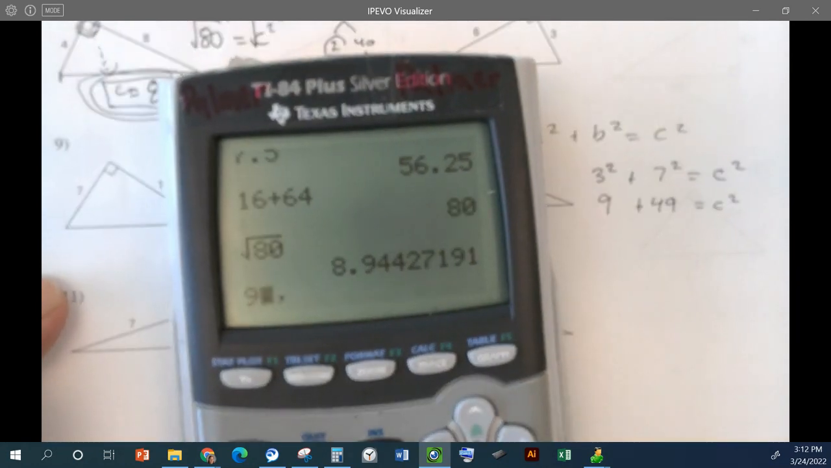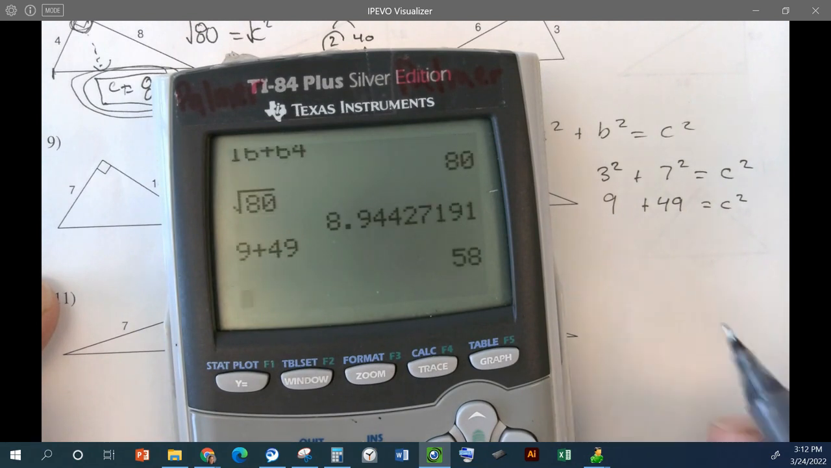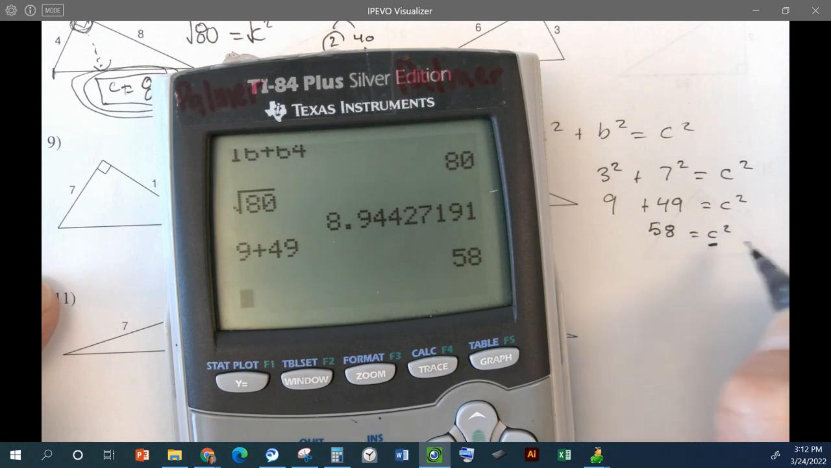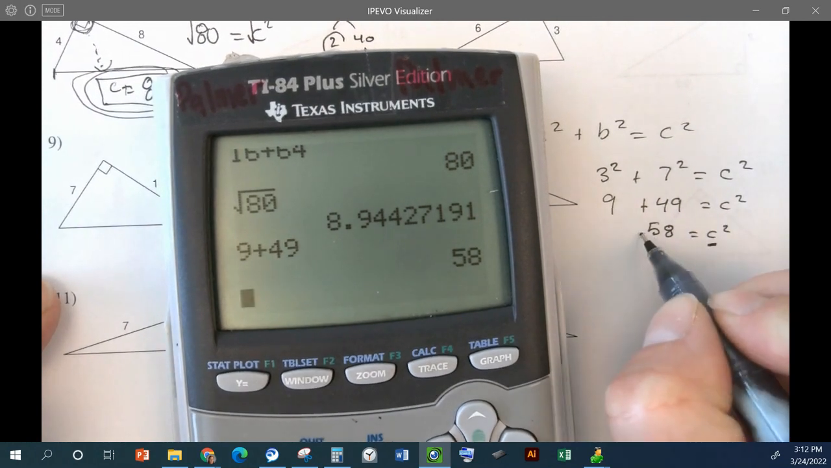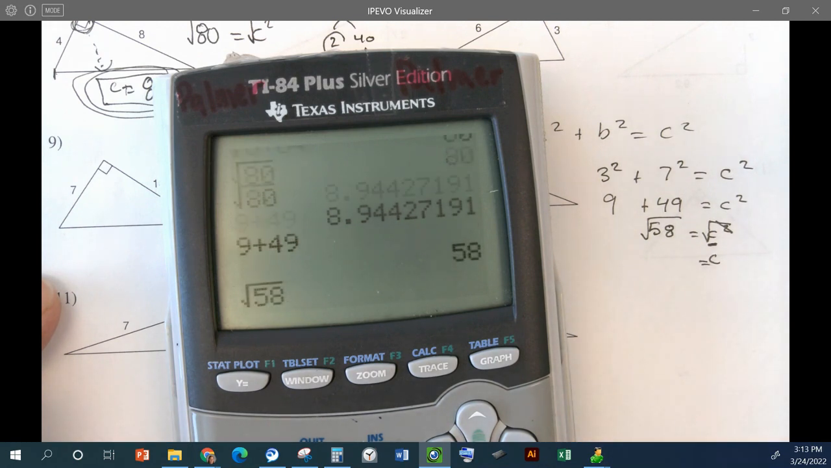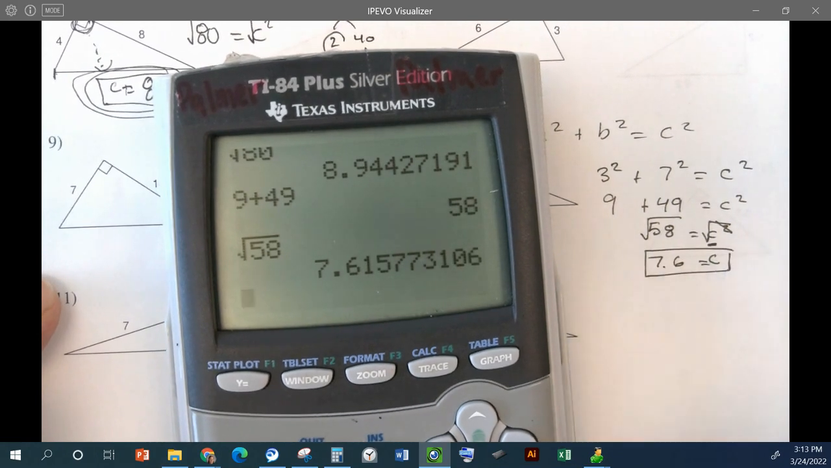So now I'm going to do 9 plus 49. That gives us 58 is c squared. We need c, so we're going to do the square root on both sides to get rid of that squared. That's like the opposite. And then we've got c is the square root of 58, and that is 7.6. So c is 7.6.